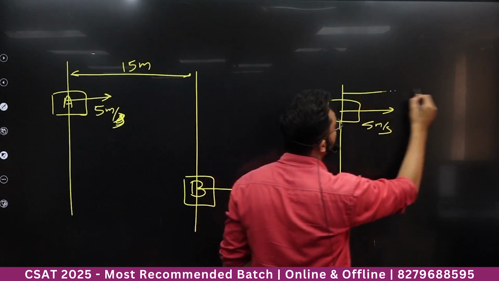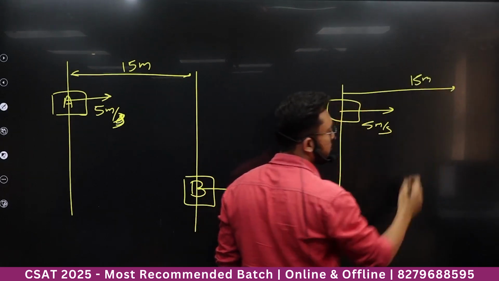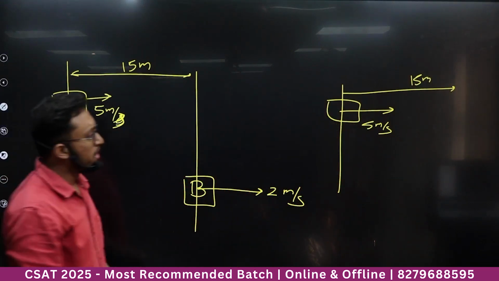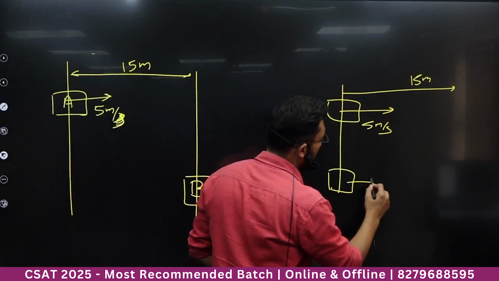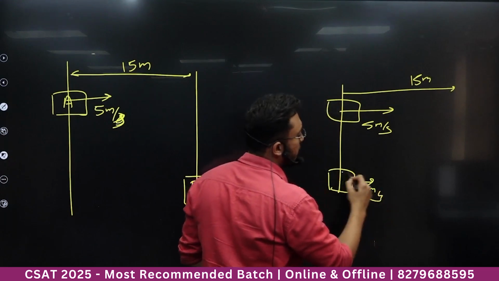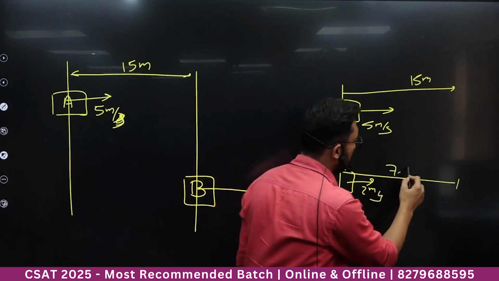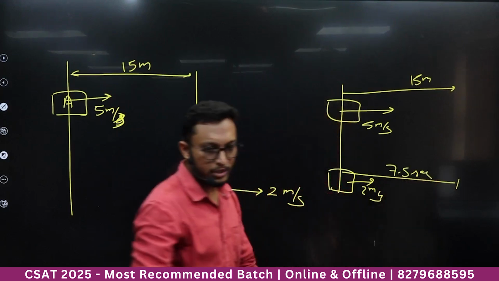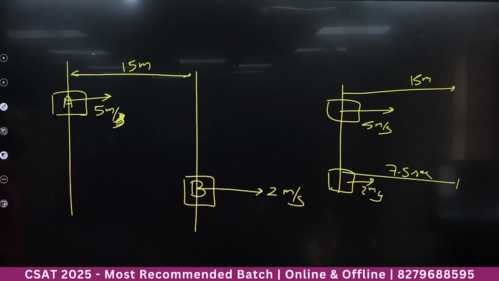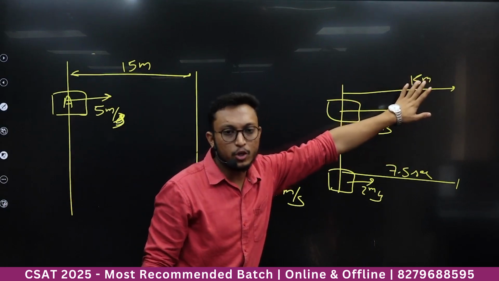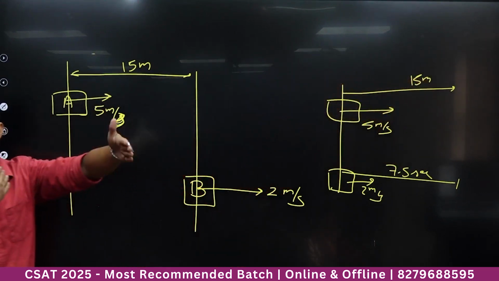ठीक है. अगर मैं नॉर्मली आपसे बोलता that this car is moving with 5 meter per second, in how much time will it cover 15 meter? 3 seconds. ये तो बहुत जल्दी बोल दिया आपने. If this car is moving with 2 meter per second, in how much time will it cover 15 meters? 7.5 seconds. ये तो आपने बता दिया. But now they are not moving independently. This 15 meters is not an independent movement. This is the relative distance.